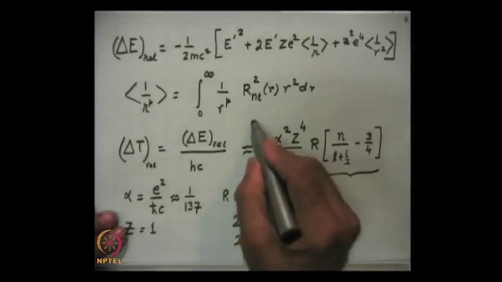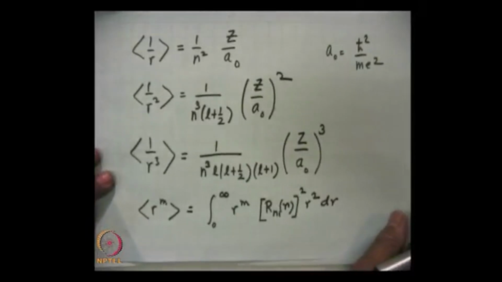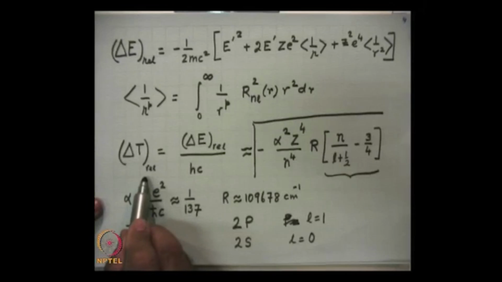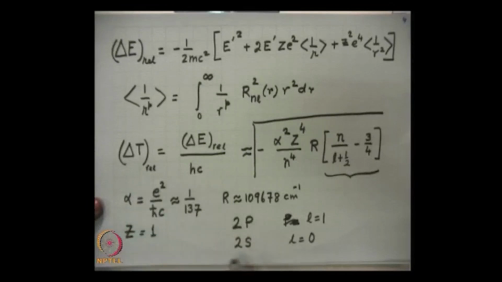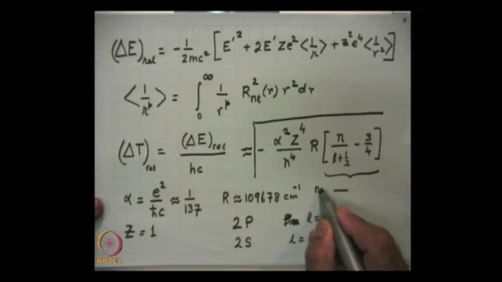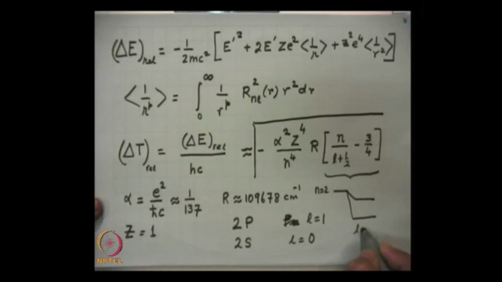So this was the final formula. Using these expressions, I would request all of you to derive the expression for delta E relativistic and show the explicit splitting of the n equal to 2 state, which will split into 2 states. One will be L equal to 0, the S state, and the other will be L equal to 1 state.